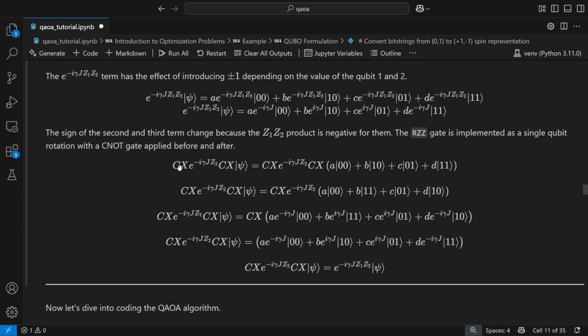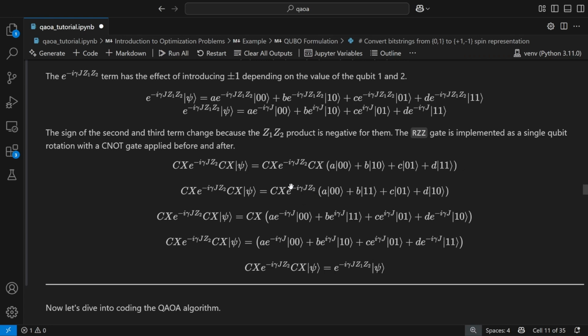Now you can actually show that this is the same as applying the Cx or C naught. They are the same on our arbitrary wave function, doing a rotation around z-axis for qubit 2, and then applying another Cx gate. So let's go through this. So first I apply the Cx gate. It flips the second qubit if the first qubit is 1. So 0, 0 is unchanged, 1, 0 becomes 1, 1, 0, 1 is unchanged, and 1, 1 becomes 1, 0.